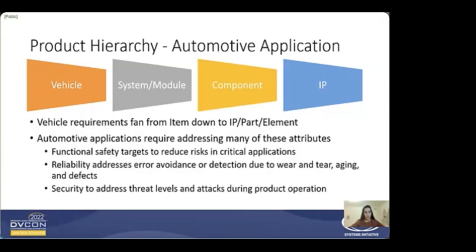Now, automotive applications really require us to look at most of these attributes. We talked about functional safety, which really targets reducing risk in critical applications. Most of the applications here require some type of functional safety goals. We also have the reliability piece, which is also needed for automotive applications. It's really for error avoidance and making sure that we are able to detect wear and tear, aging, and so on.